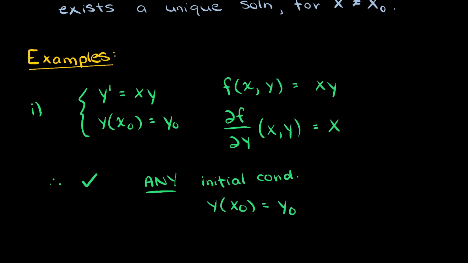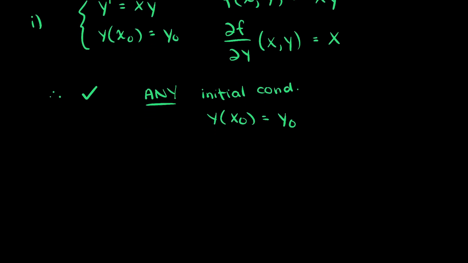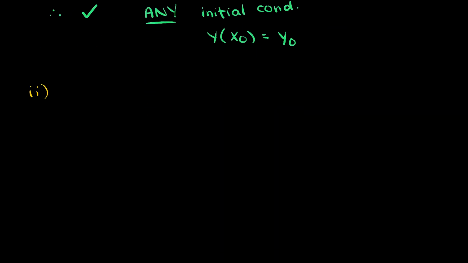Now let's think about something a little bit more complicated. Let's say we have this IVP. So we have that y prime is now equal to the square root of y. And we're going to say that y of 0 is equal to 0. So the point (0, 0) is on our solution curve. So that's what we have.